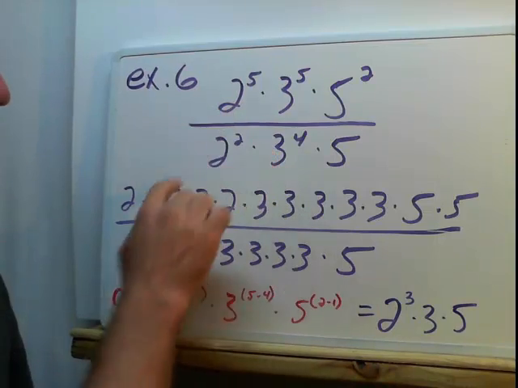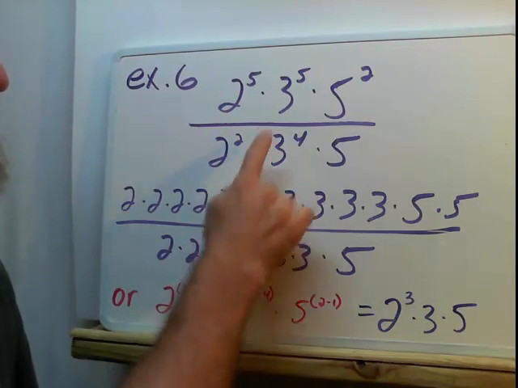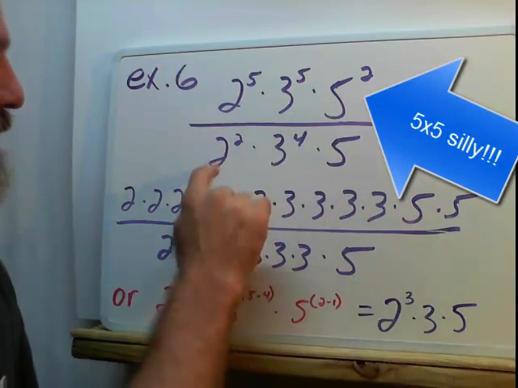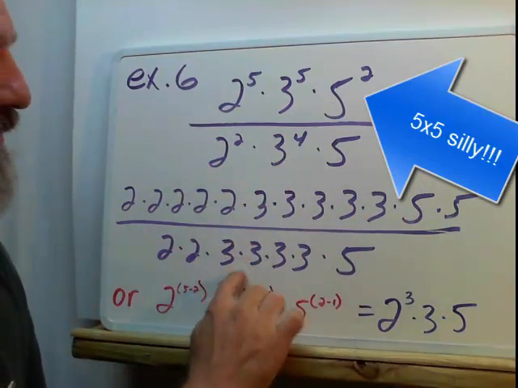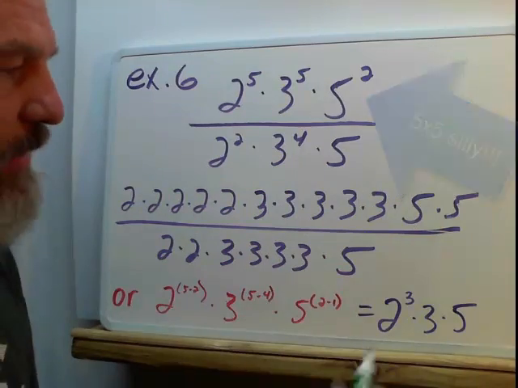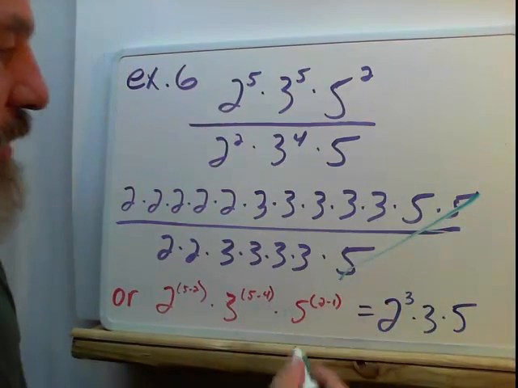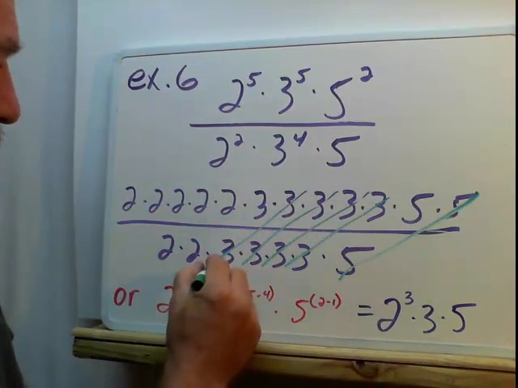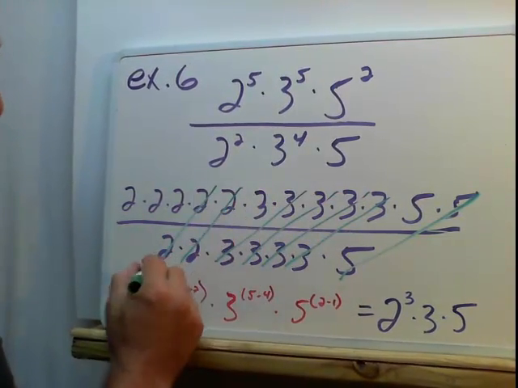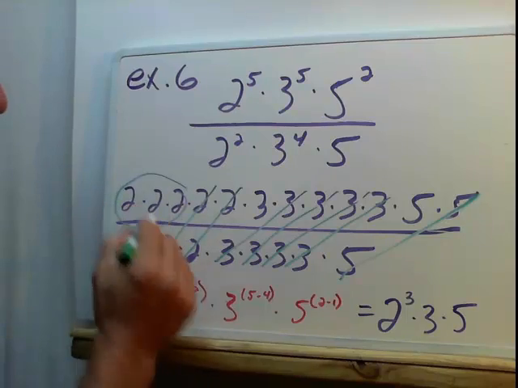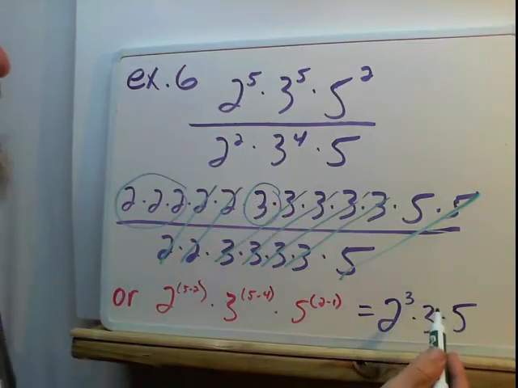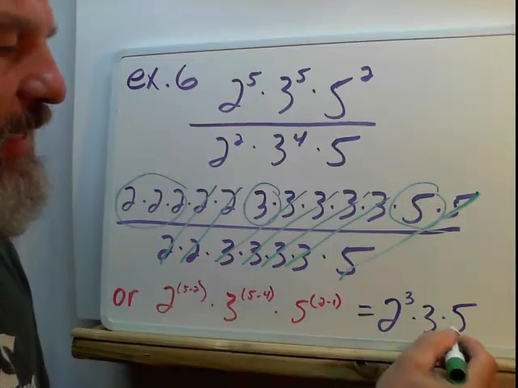2 to the 5th would be 2 times 2, 5 times. 3 times 3 5 times, and 5 times 5 twice. Then 2 times 2, 3 to the 4th, and 5. And now we can go through and cancel this out. We can cancel these and these. And we end up with 2 to the 3rd times 3 to the 1st. We're just going to write it as 3 times 5.